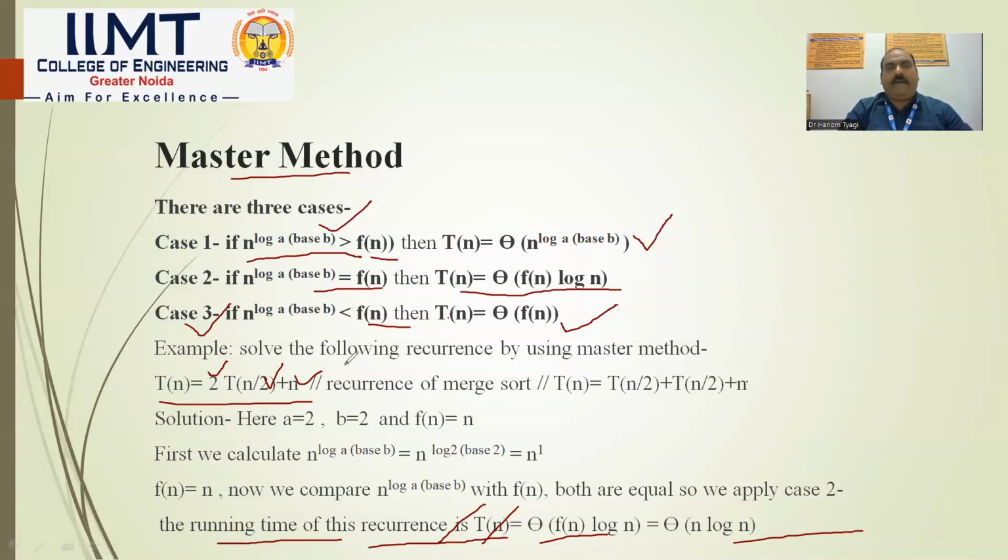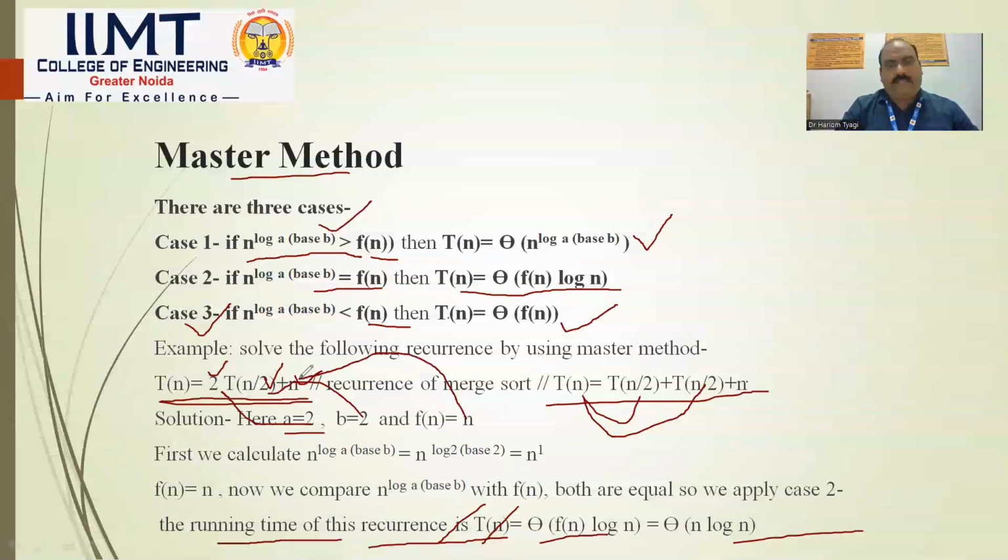For example, take a very simple example, the recurrence of merge sort: T(n) = 2T(n/2) + n. The n-size problem is divided into n by 2. Here the value of a is 2, the value of b is 2, and f(n) is given. You can calculate the value of n to the power log a on base b.